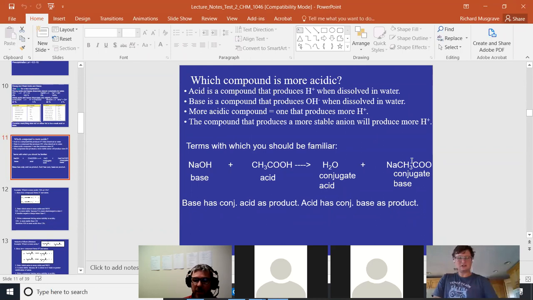And the last one, the one that's hardest to understand, that we need to get a grip on here, is that the compound that produces a more stable anion will produce more H plus. That's what we'll be focusing on with these examples that I'm going to show you now.